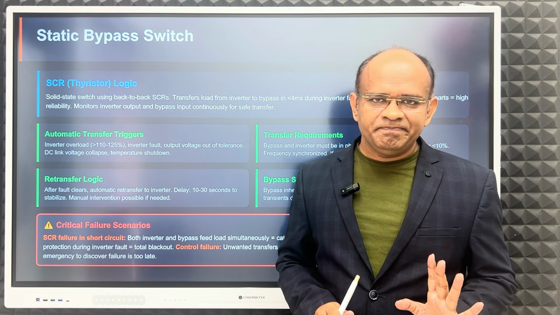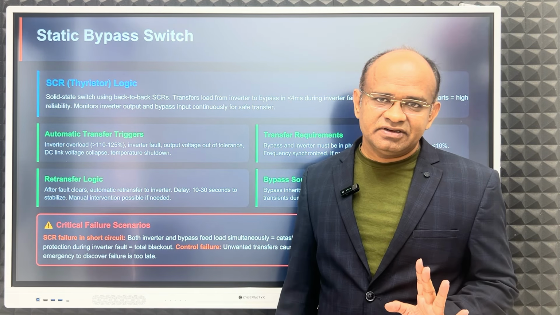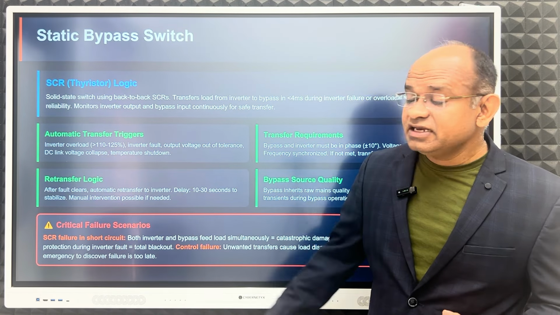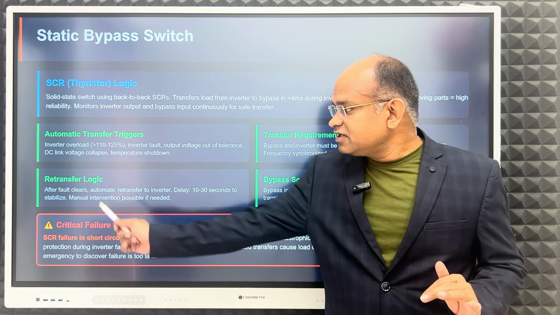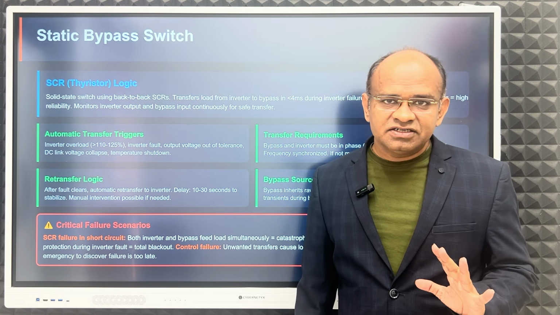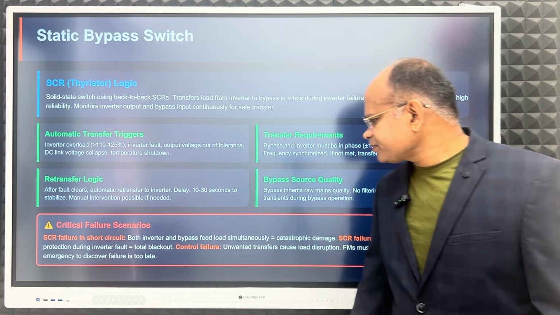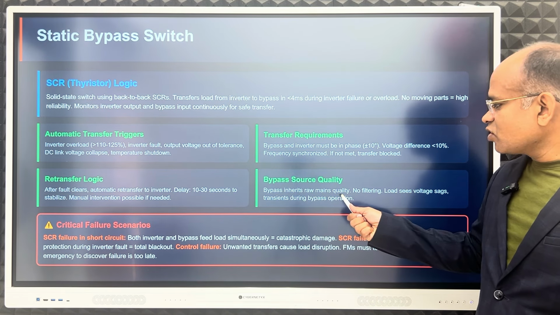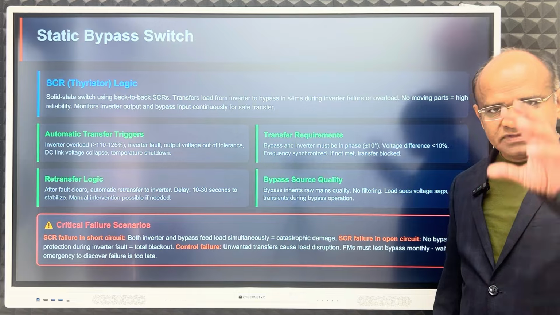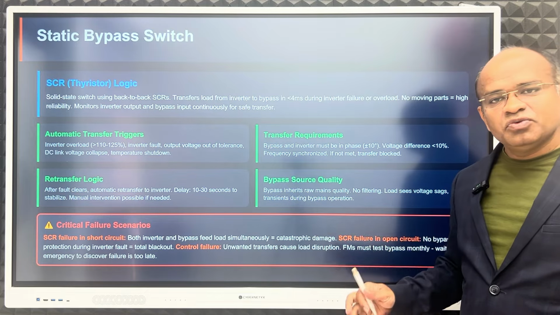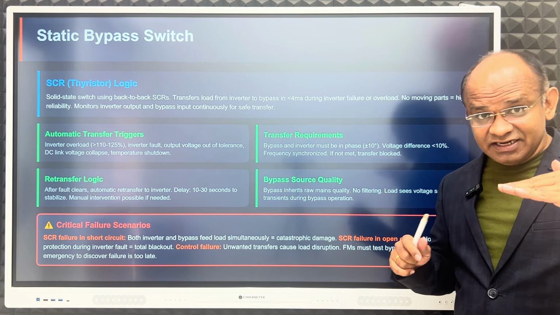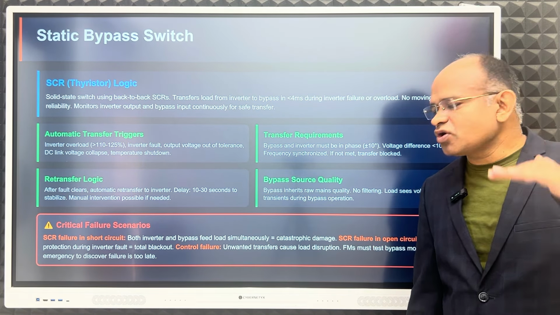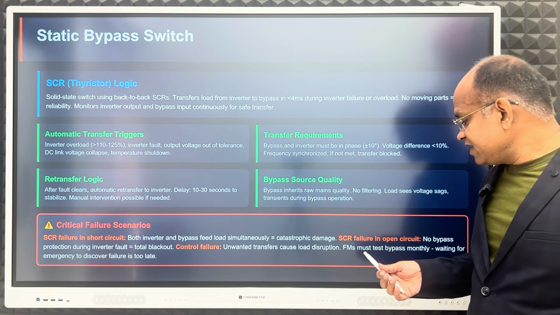99.99% of the time this doesn't happen, so manual intervention is not required. But if in case the logic doesn't work, then manual intervention is required. Now the bypass source quality. Bypass inherits raw mains quality. It is not like a properly created sine wave; it is as per the raw mains. No filtering is there.